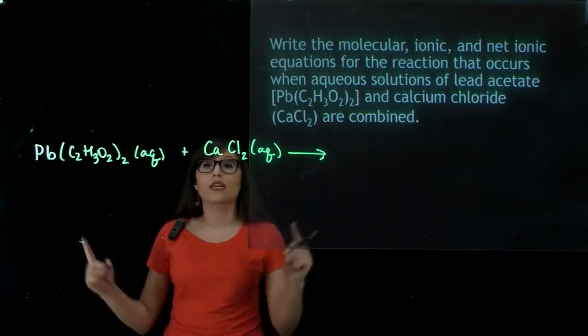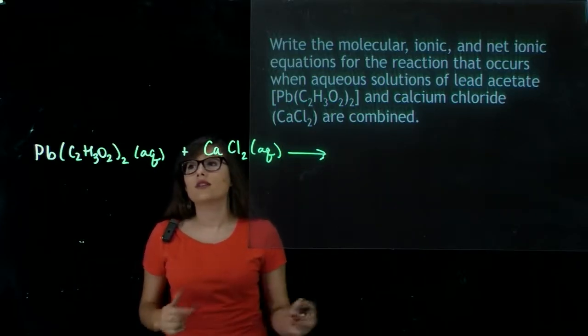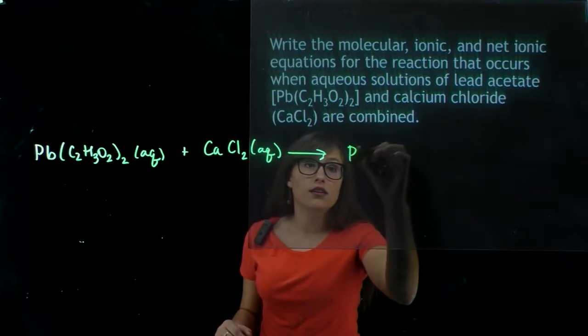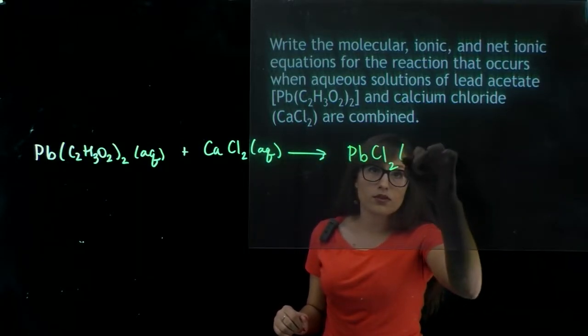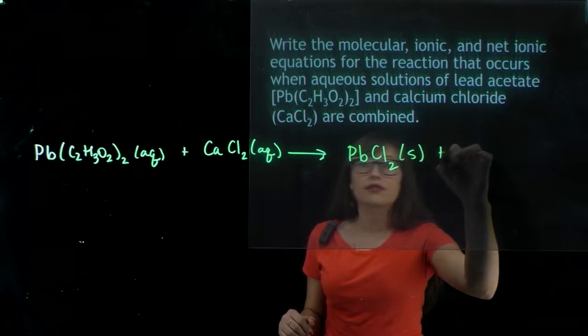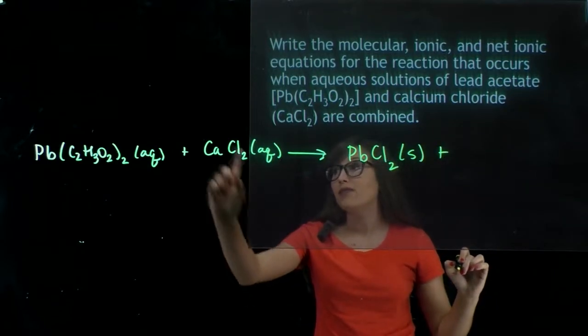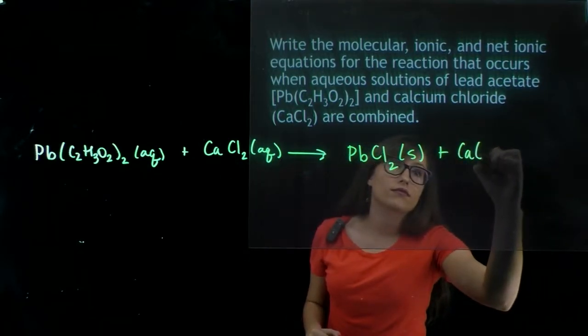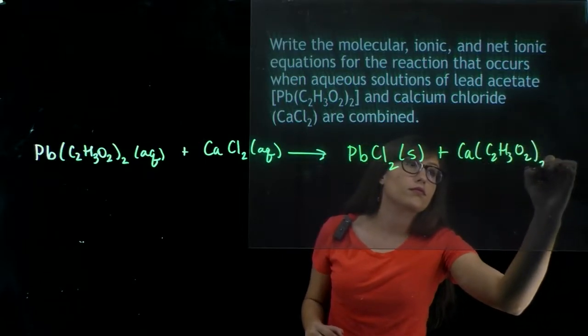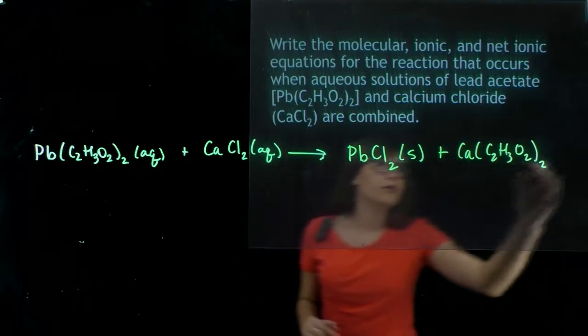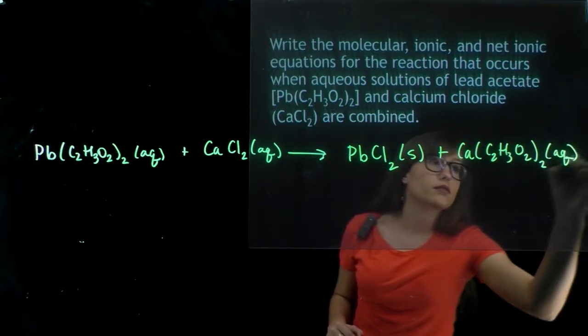Now in this case, we need to swap our ions. So this should form lead chloride, solid, plus calcium acetate. And this should be aqueous.